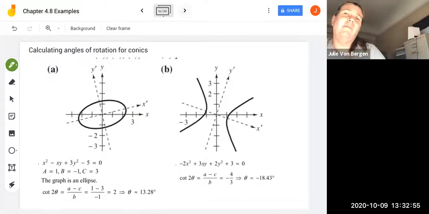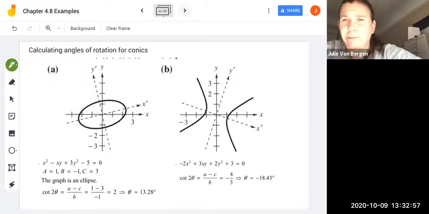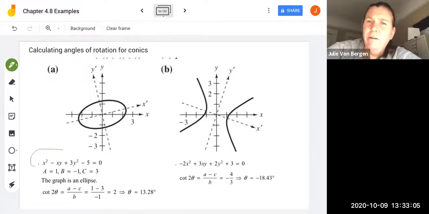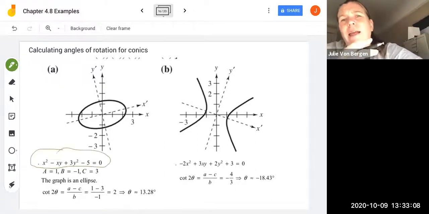So let's look at a couple examples of how we calculate the angles of rotation for conics. This first diagram here gives us conic A, it's an ellipse. And here's the equation for conic A.